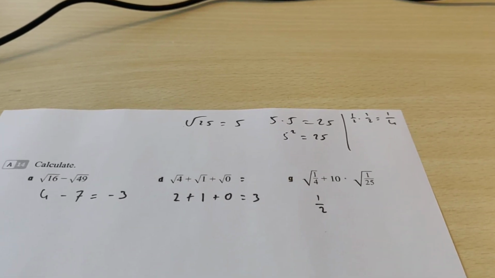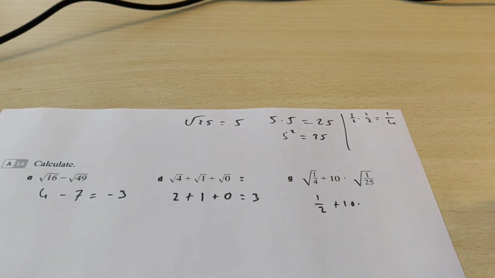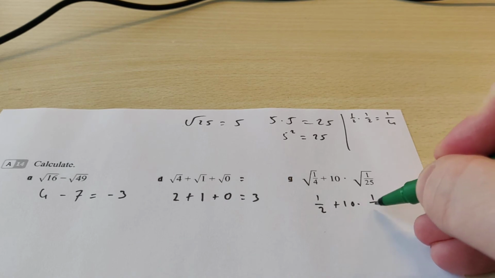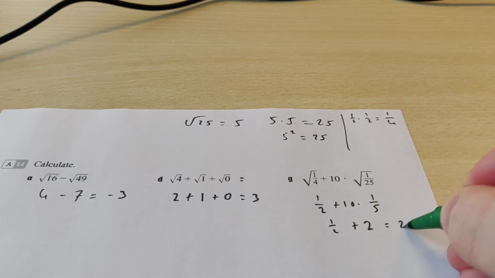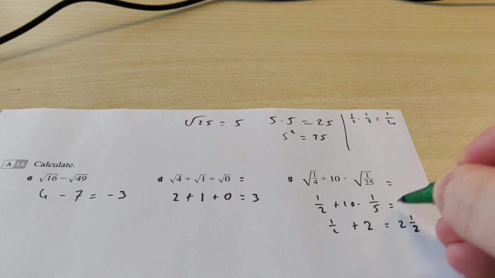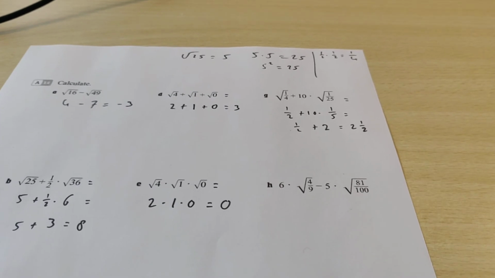Okay, but first we'll take a look over here. So this was a half, and then here we have plus 10 times the square root of 1 over 25. So this is 1/5. 10 times 1/5 is 2, plus a half is 2.5. So that's our answer. Then I'm going to go to H over here.